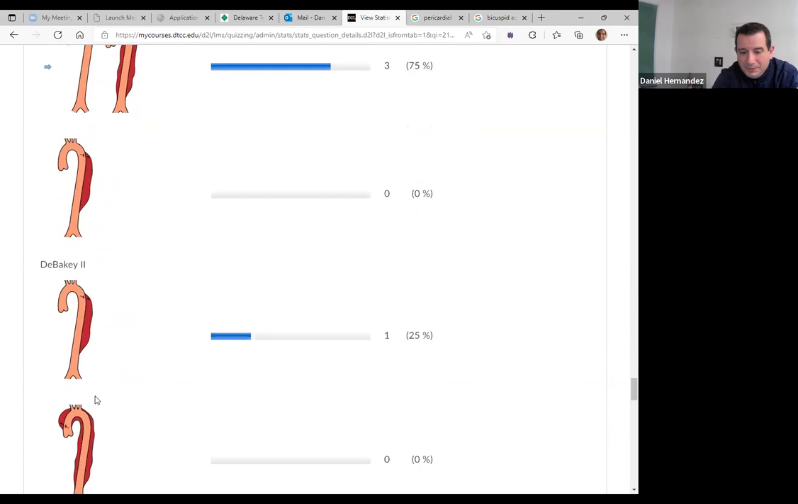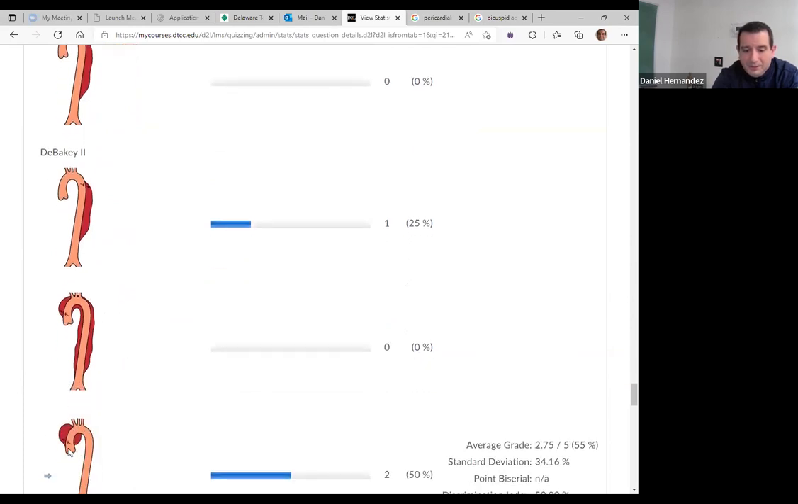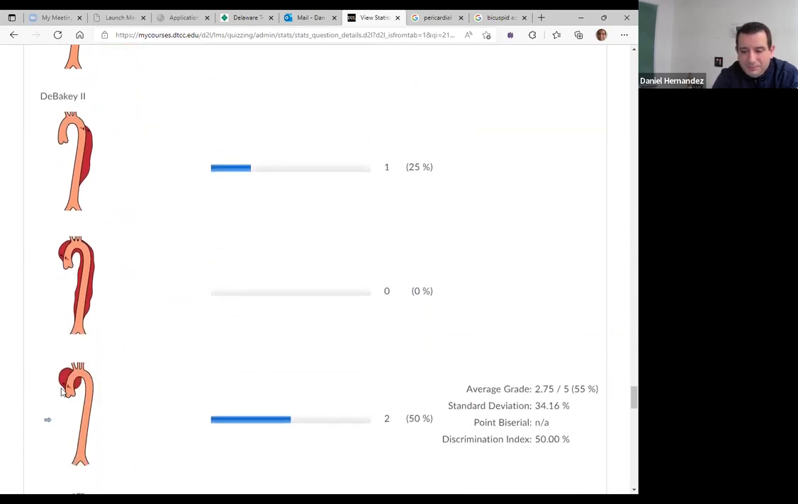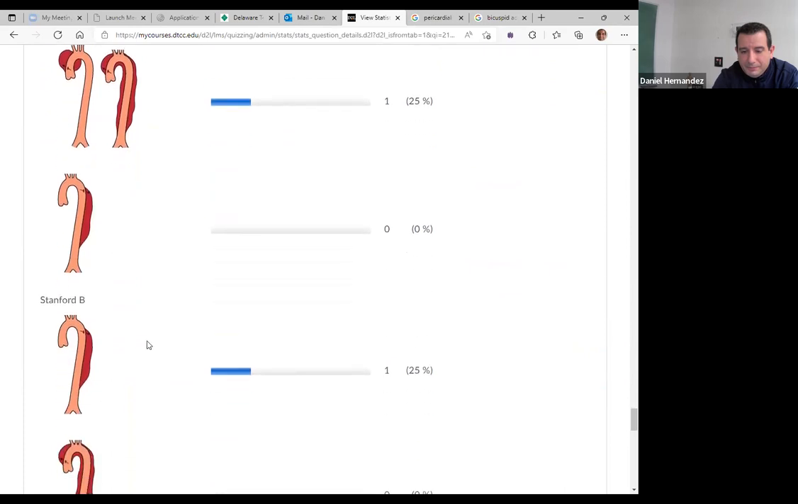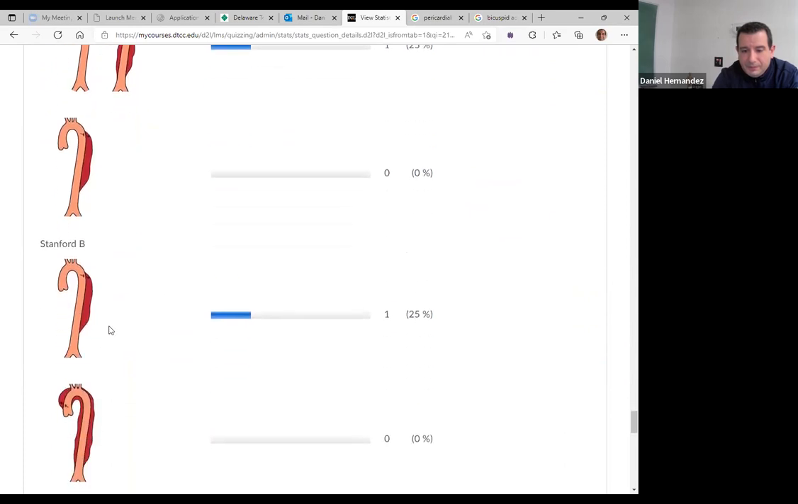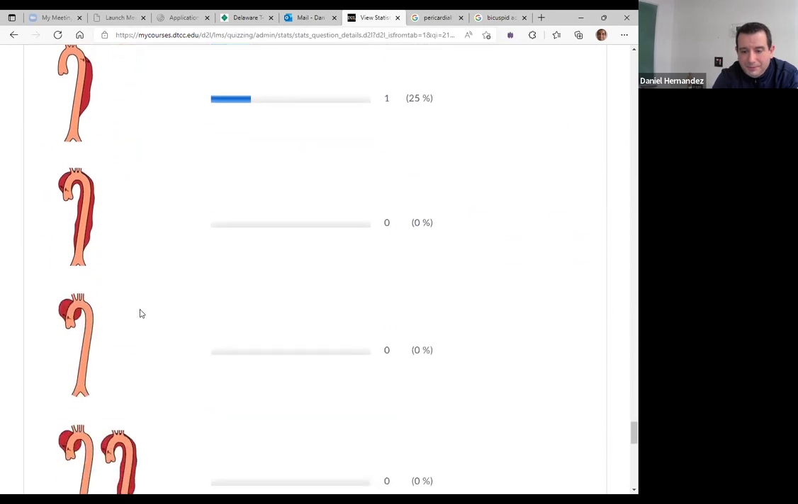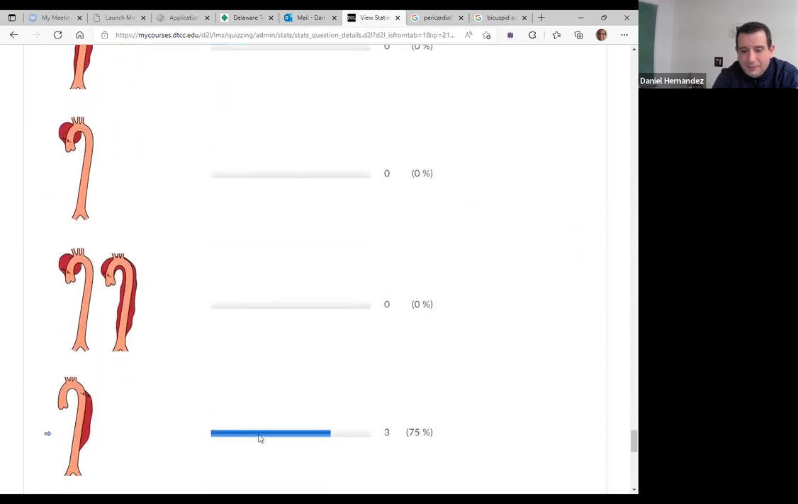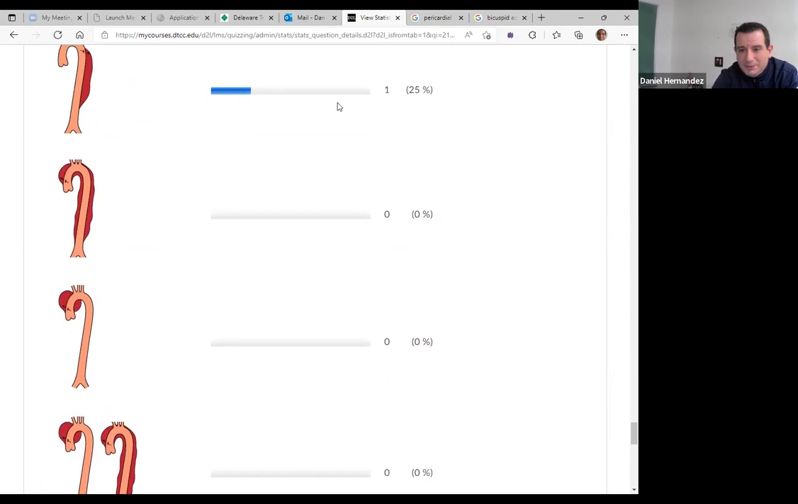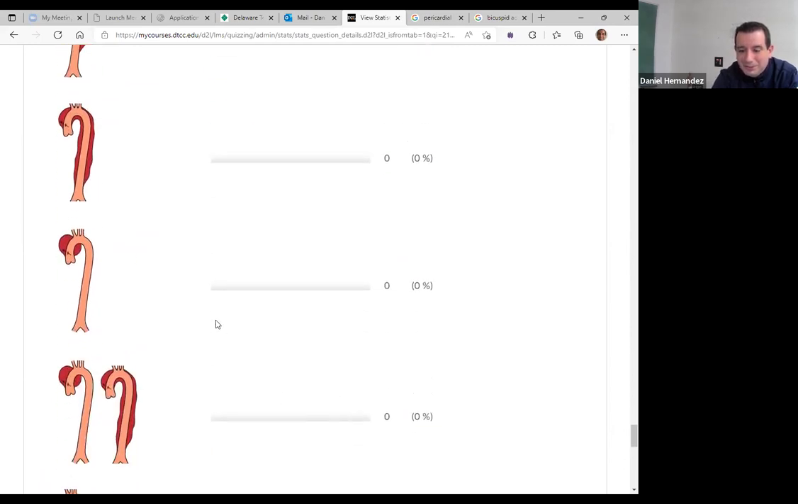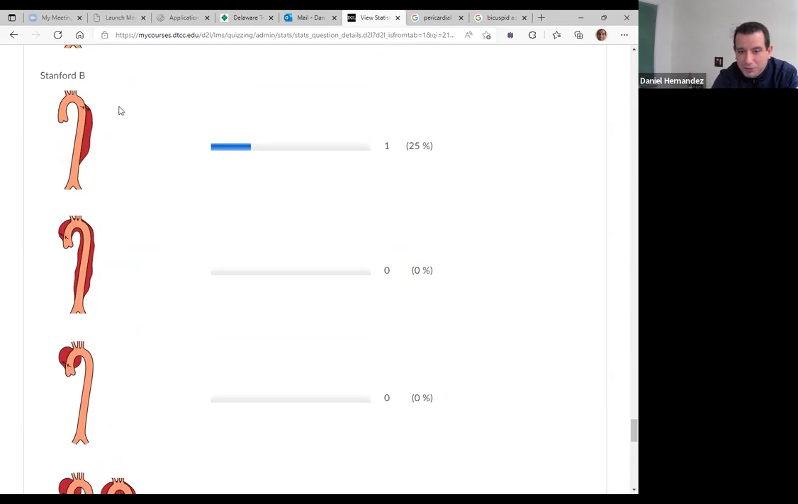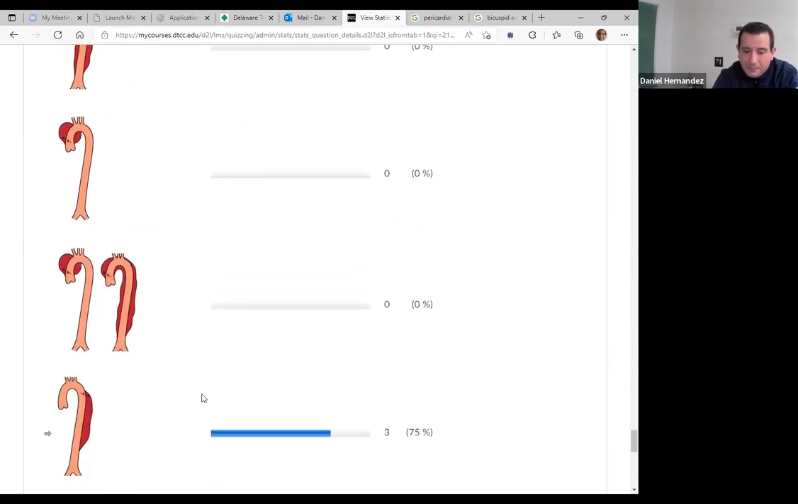DeBakey 2. This involved just the ascending aorta. Stanford B. So these, you guys both get credit for this. So I couldn't have really differentiated. So I'll go back, so if you got this marked wrong for this person, you'll get credit for it. So Stanford B involves just the descending aorta. Good.